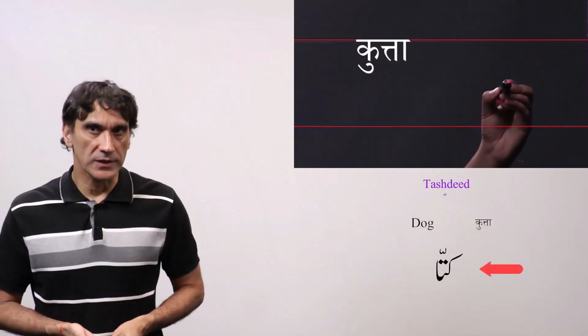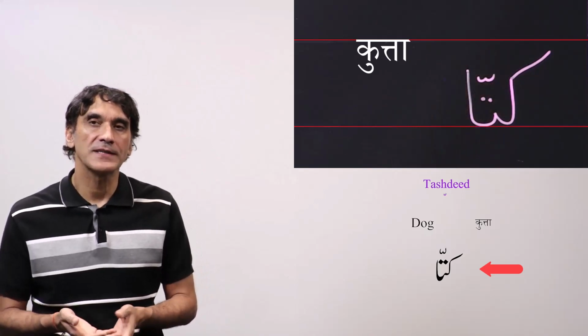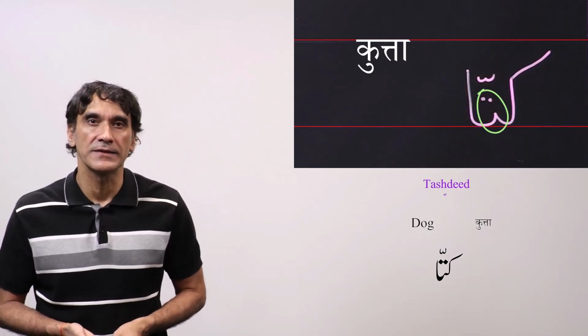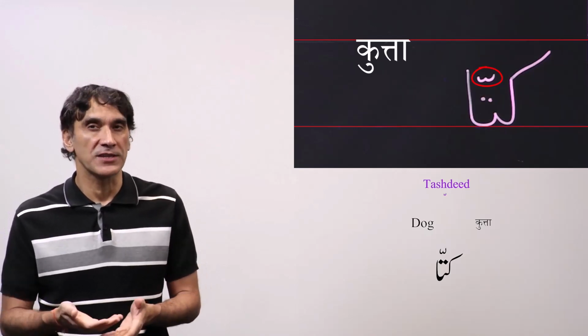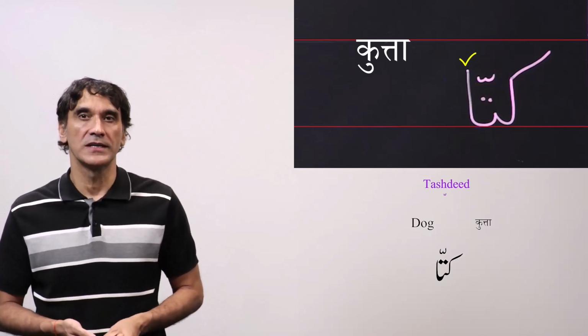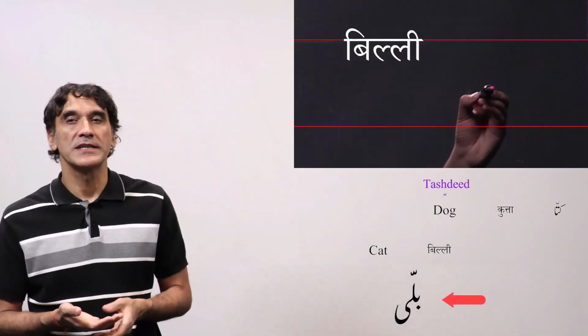The first word is kutta, dog. Here Tashdeed will be on te. The first letter is kaf, so it will take the initial form, and the second letter is te, which will take the medial form. Since te is reduplicated, it will have Tashdeed on top, and the final letter is alif to add the a matra. So kutta, kutta.